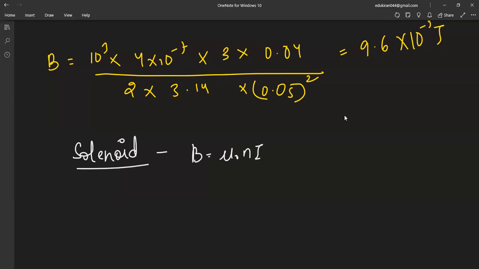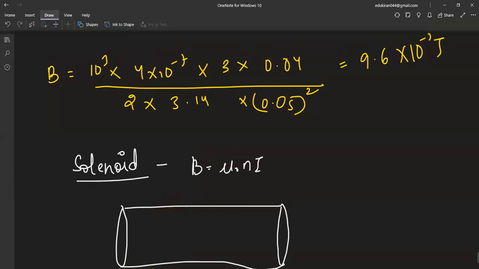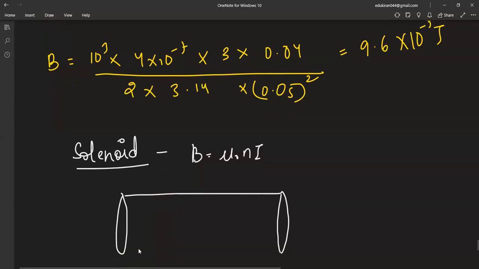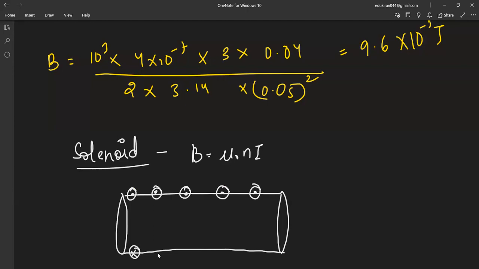This is there in your CBSE syllabus. This is enough for you. But when it comes to JEE, one more concept you have to remember. I'll show you with the help of a figure. Suppose this is the section of a solenoid. Here the current is inwards, and here outwards, like this we take.